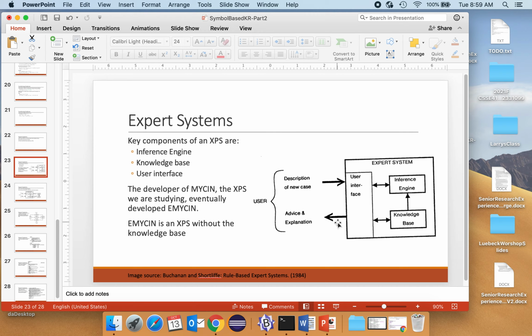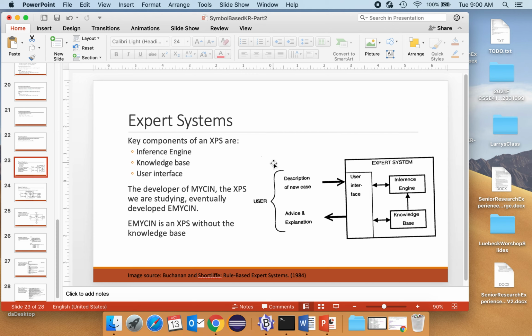So the expert system we're going to be looking at is called MYCIN. It was developed for infectious disease control. Now, a family physician might not be an expert in infectious disease control. So the idea is that they would consult this expert system rather than an expert, because experts might be in short supply.